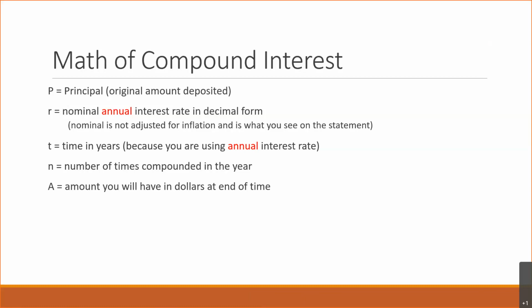And then N is the number of times you're going to compound that each year. And A will be the amount you have at the end of the time period, however long you want to hold your money in there. So what we're looking for is a formula that tells us what A is going to be. If we hold our money for this length of time at this interest rate, how much will we have? That's the goal of what we're trying to do here for compound interest.